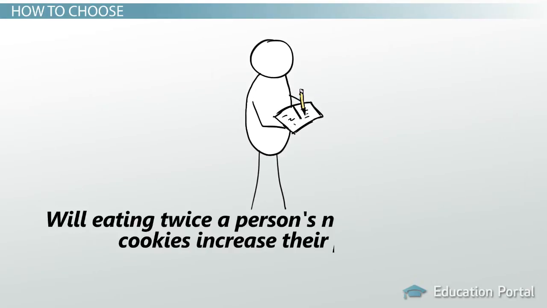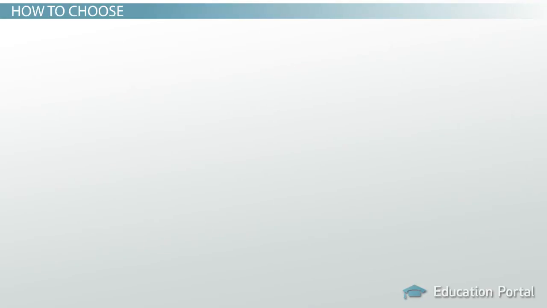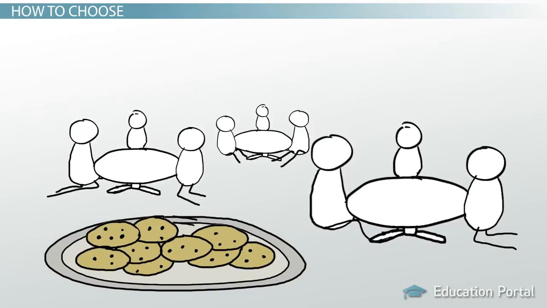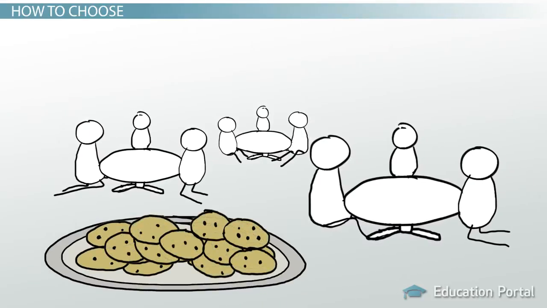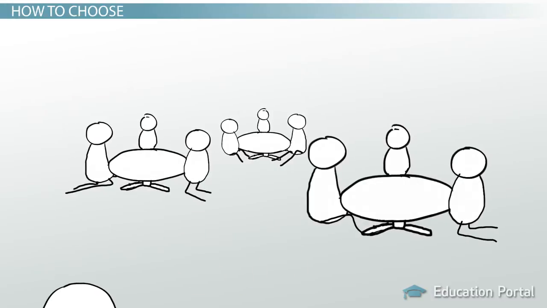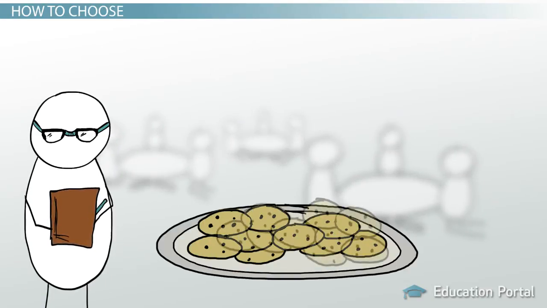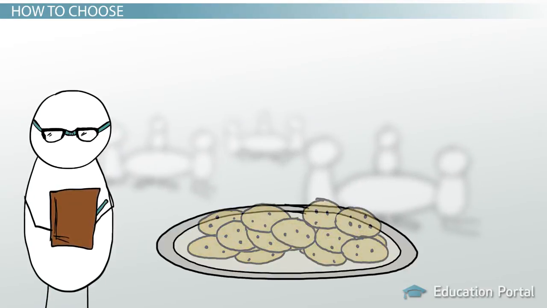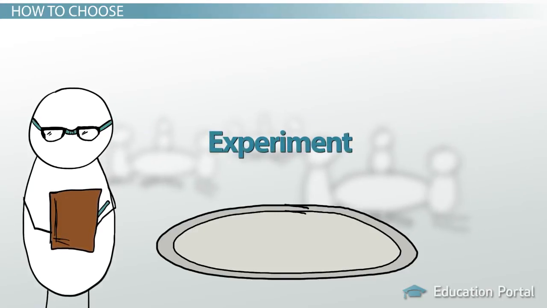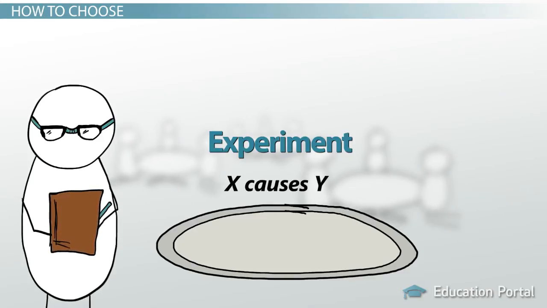Will eating twice a person's normal amount of cookies increase their productivity? Here we're asking about changing something to see if it has an effect on the subject. We are going to increase our participants' cookie intake to see if they become more productive. This type of question, manipulating a component to see if it affects other aspects, would lead a researcher to choose to do an experiment. Experiments are selected when you have control of some aspect of the research, allowing you to say that X causes Y.